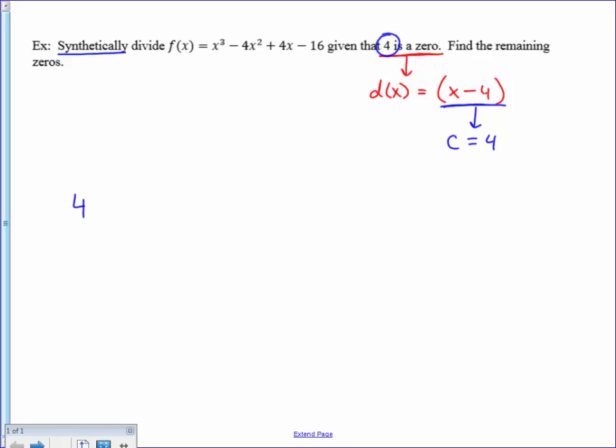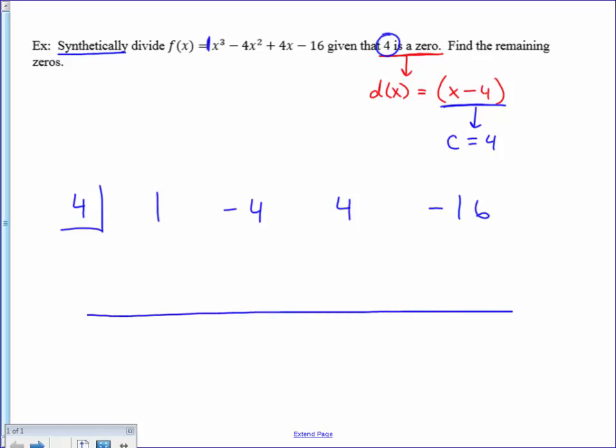So I'll put the 4 in a box, look at my f of x, and notice that everything's in descending order. There'd be an understood 1 in front of my x cubed, so my coefficients are 1, negative 4, 4, and negative 16. Skip a line and then draw a line. Start your synthetic division by dropping the 1 down.